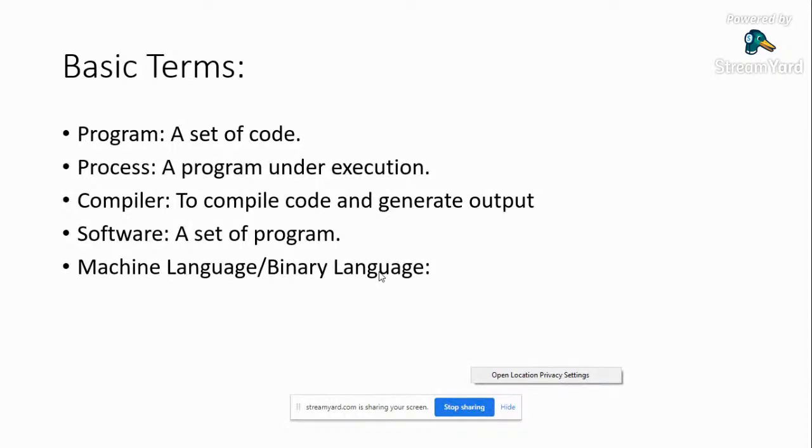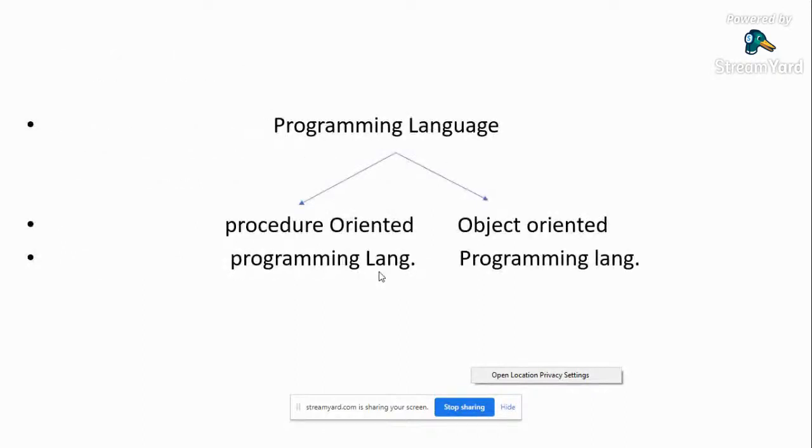So these are some basic terms which are generally used in the IT field or to do programming tasks. Basically, when we talk about programming languages, they are divided into two parts. One is the procedure-oriented programming language, and another is the object-oriented programming language. There are some basic differences between these two, which we discuss now.